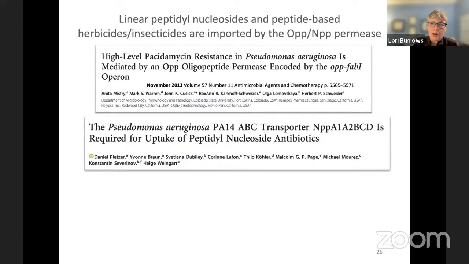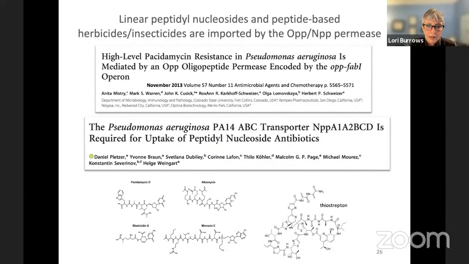We knocked a bunch of them out, and none of the knockouts had any change in susceptibility to Thiostrepton. And I think the reason for that is that all of these drugs that exploit these peptide receptors are linear peptides, right? So these receptors evolved to take up linear peptides, and so these linear peptide antibiotics can sneak in through those receptors. But Thiostrepton is a cyclic peptide, so it doesn't fit into those peptide transporters.